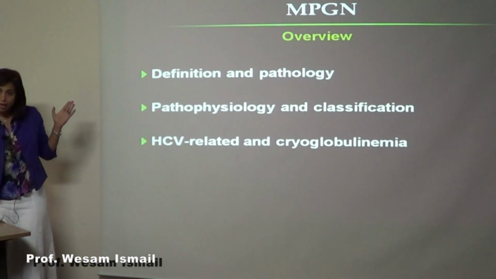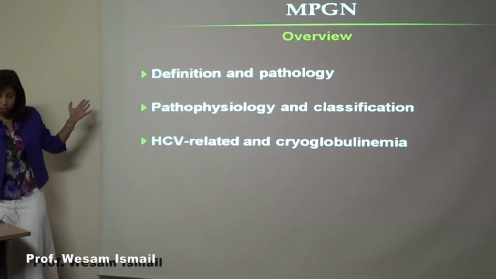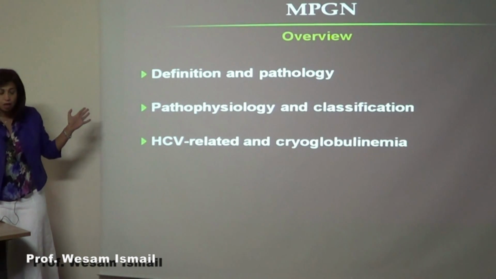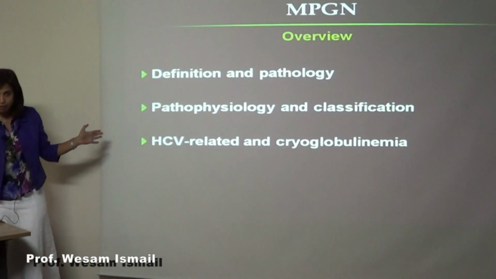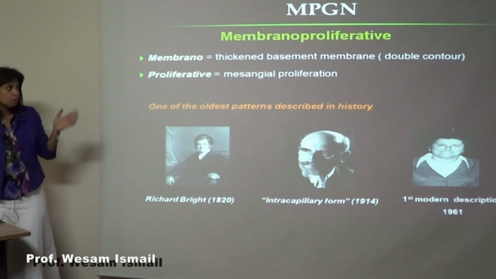My talk is going to be in 3 parts. I'm going to talk about definition and pathology, about the pathophysiology and classification of membrane-proliferative GN, and then I'm going to cover briefly the HCV-related disease and cryoglobulinemia. So let's start with the definition and pathology.